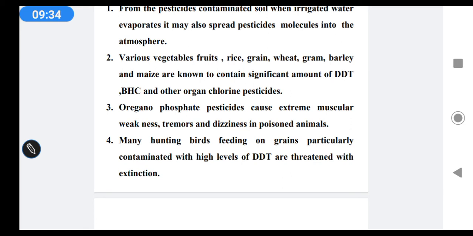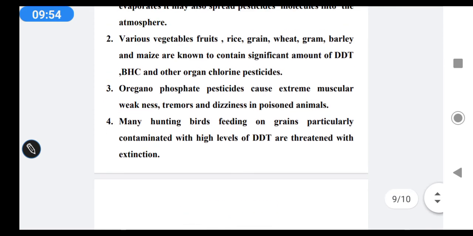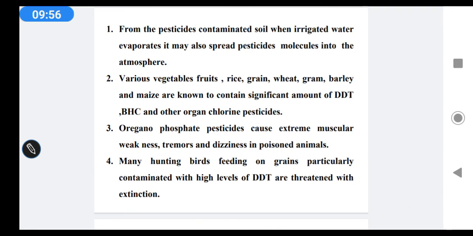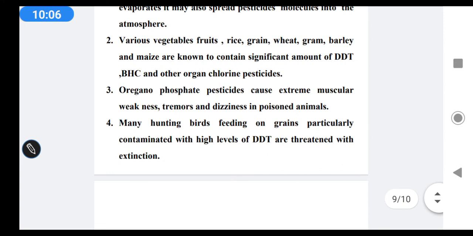Organophosphate pesticides cause extreme muscular weakness, tremors and disease, and poison animals. Many hunting birds feeding on grains particularly contaminated with a high level of DDT are threatened with extinction. This is how pesticides in soil and the environment affect animals. These are the main points.